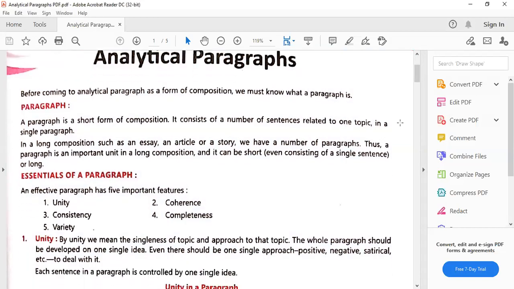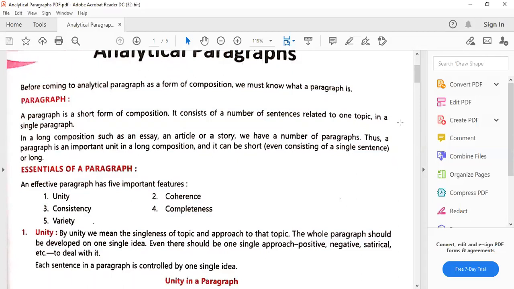Okay. So a paragraph is a short form of composition. It consists of a number of sentences related to one topic in a single paragraph. When we are writing about one particular topic and different sentences are given to combine on one single topic, we are talking about only one topic in different sentences, and then we combine those sentences, it becomes a paragraph. So it's a short form of composition.